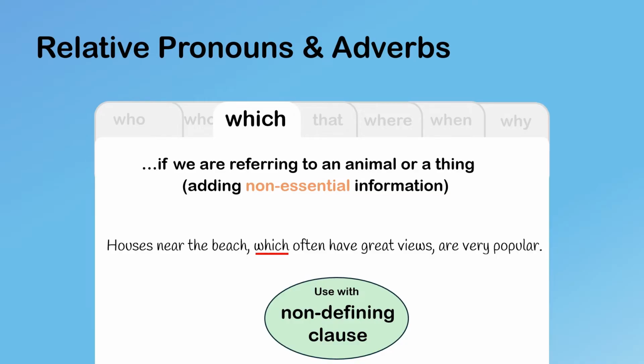Which is used to refer to a thing, houses. Notice the information given about the noun in this sentence is not essential. It's just extra information to further describe it.